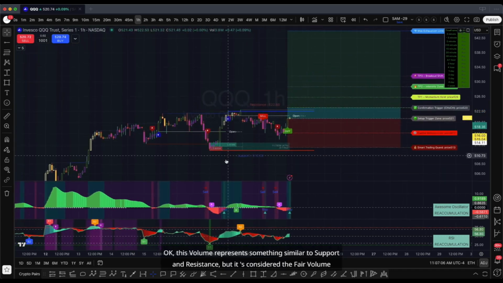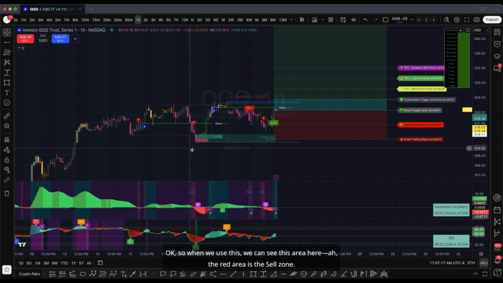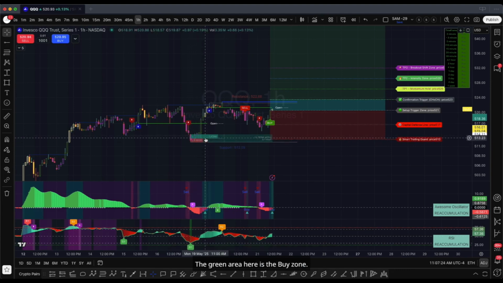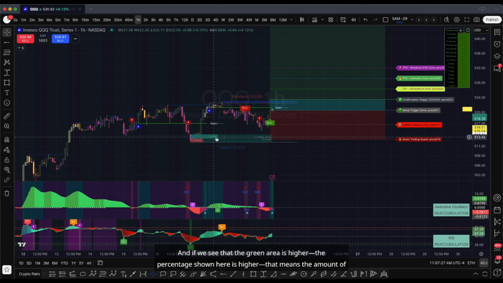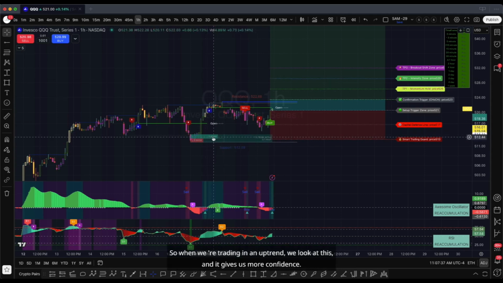Okay, this volume represents something similar to support and resistance, but it's considered the fair volume graph, and it's also regarded as an order block. Okay, so when we use this, we can see this area here. The red area is the sell zone. The green area here is the buy zone. And if we see that the green area is higher, the percentage shown here is higher, that means the amount of buying is greater. So when we're trading in an uptrend, we look at this and it gives us more confidence, okay? With a higher buy volume, the uptrend is stronger than the downtrend.